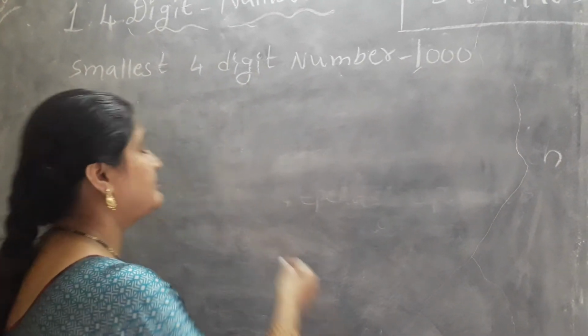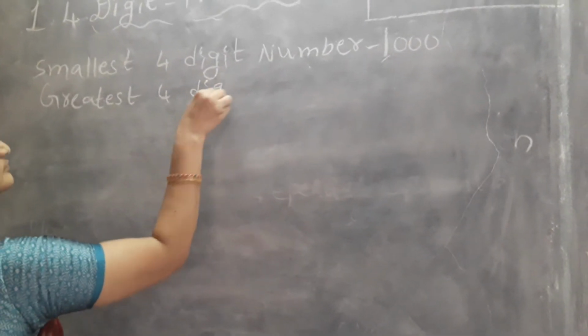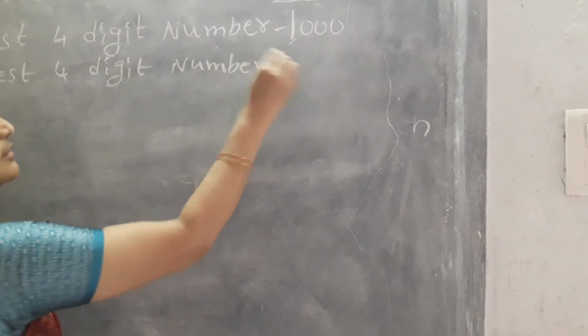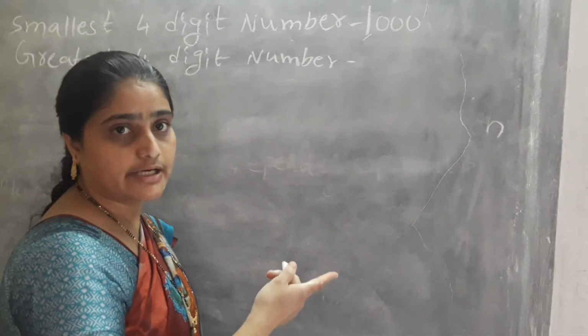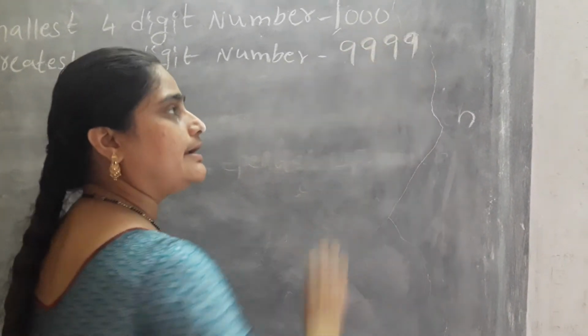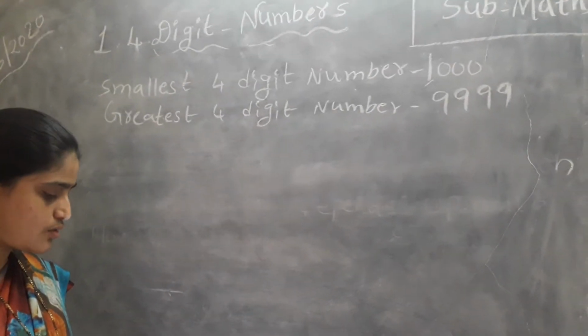At the same time, the greatest 4-digit number. In the greatest number we must take 9s. That's why it is 9999.